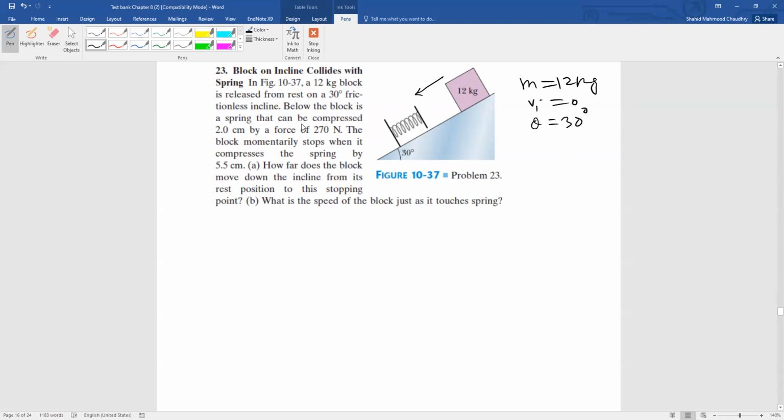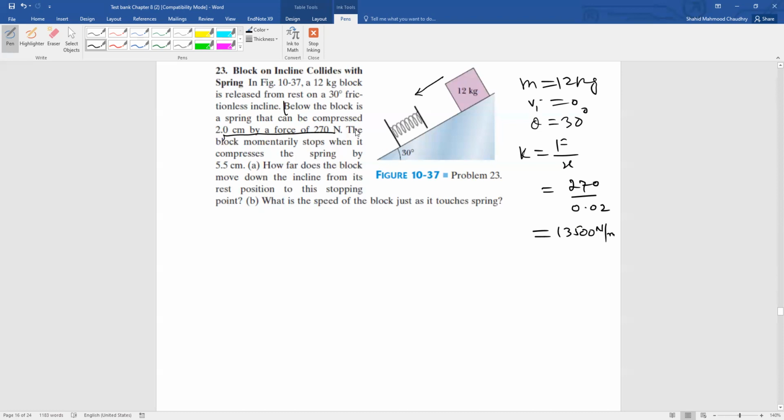Below the block is a spring that can be compressed 2 centimeters by a force of 270 Newton. So if we compress this spring 2 centimeters by applying this force, the block momentarily stops when it compresses the spring. This information is actually to find the value of k. So k is equal to what? F over x. F is 270 divided by 2 centimeter, which means 0.02 meter. When you solve this, you will get the answer 13500 Newton per meter. This is our k value.